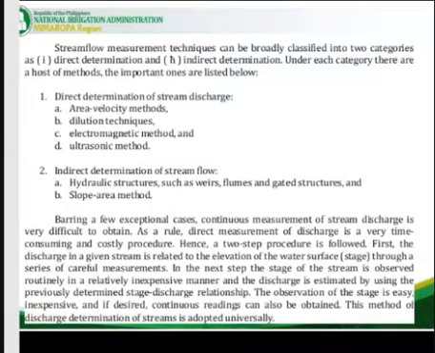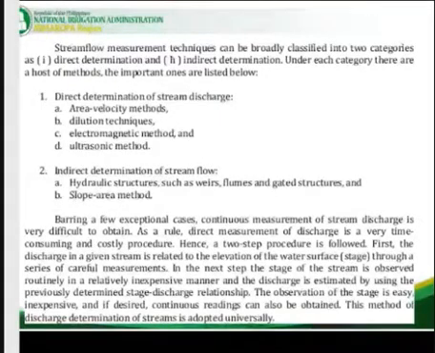Okay, please proceed. Stream flow measurement techniques can be broadly classified into two categories: direct determination and indirect determination. Under each category, there are a host of methods. The important ones are listed below.